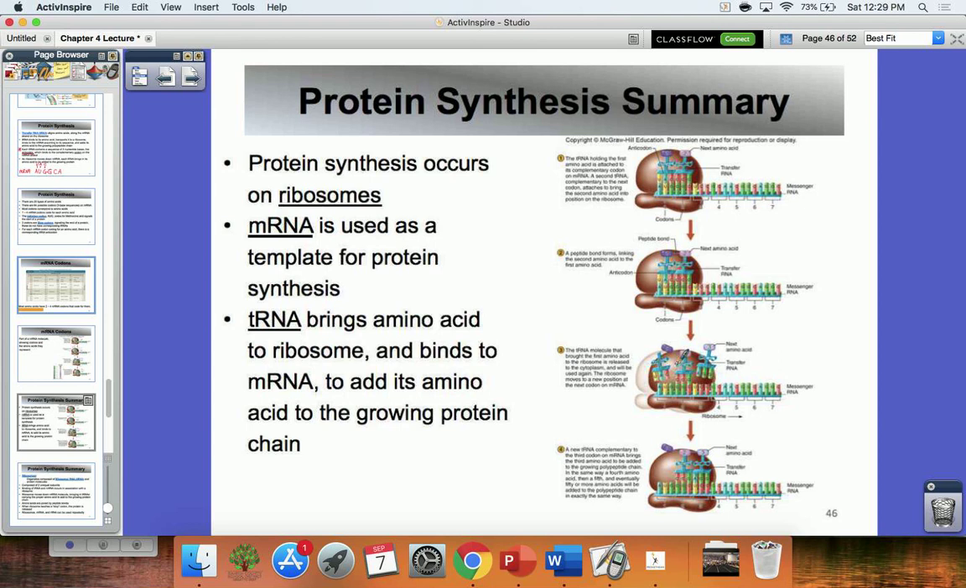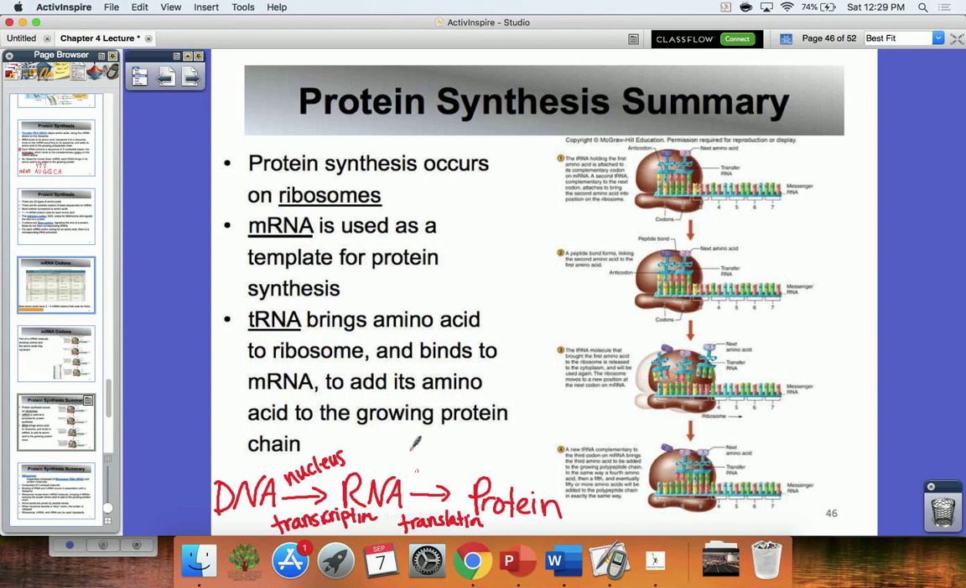I'm going to write what we call the central dogma of molecular genetics here. We have DNA to RNA, and then we have RNA to protein. This is translation, and this is transcription. This happens in the nucleus. This happens in the cytosol, but specifically the ribosome.